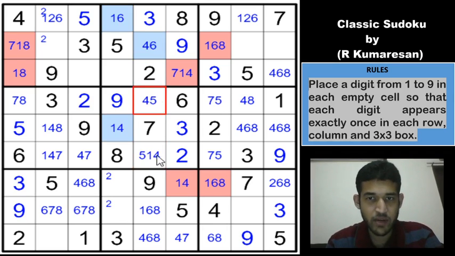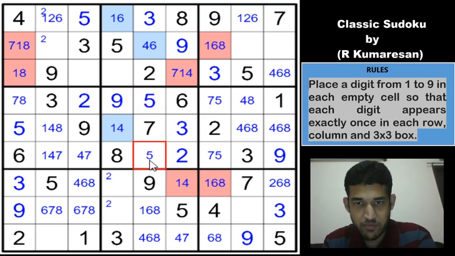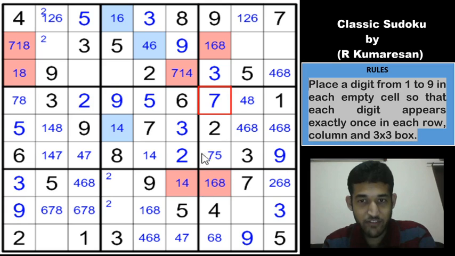So 4 can be eliminated from here because 4 in either of these cells will give you a 6 here and 1 here and you cannot have anything here. So which means this is not a 4. So this will be a 5 and this must be a 1 4 now. And because of this 5 we get a 7 here. We get a 5 here.